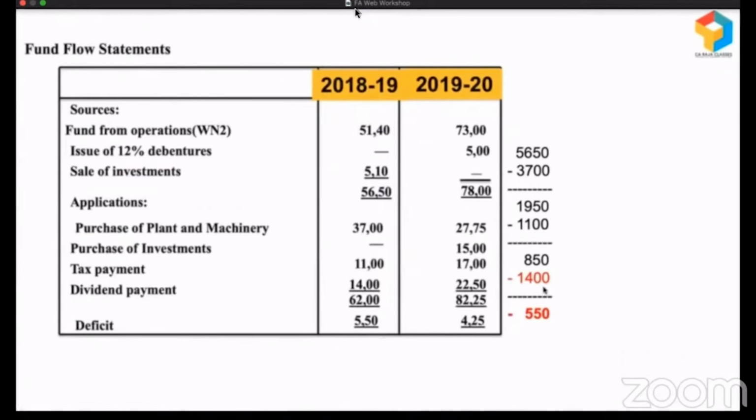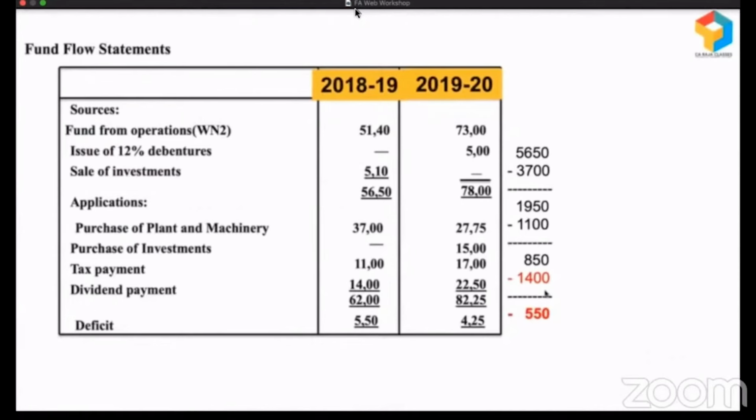Or the other way is, when they have an investment to take place to the extent of 3,700, why are they paying dividend? They could have used this money for funding that, right? They didn't. They paid dividend when they don't have adequate funds. When they had only 850, they paid 1,400. They simply diverted short-term funds for long-term purpose. So this is what happened in 2018-19.